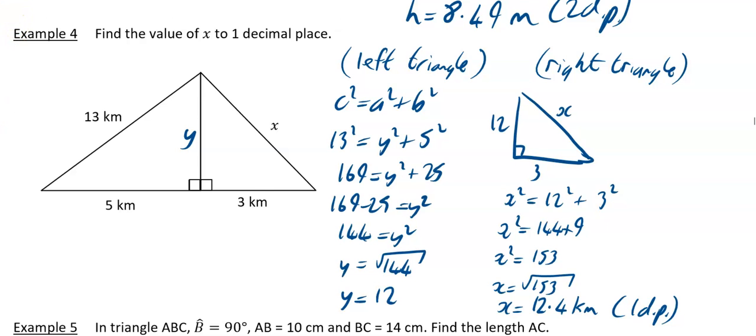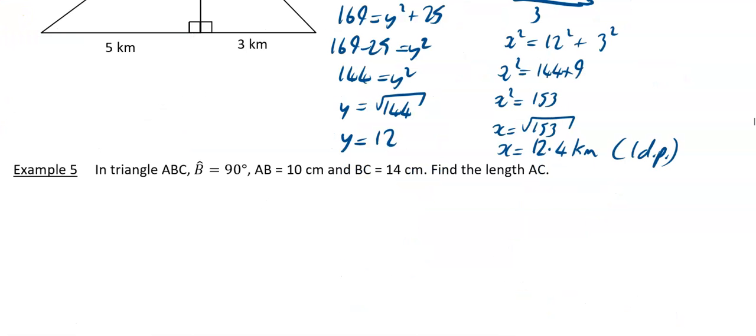Okay, our last example says in triangle ABC, angle B is equal to 90, AB is equal to 10, BC is equal to 14. Find the length of AC. So let's do a wee diagram. It doesn't have to be drawn brilliantly. The only thing I'd really worry about is putting the B in the right place. So here's my B. It's 90 degrees. AB is equal to 10, so it's the shorter of the two. So there's AB, and then BC is equal to 14. And it says find the length of AC.